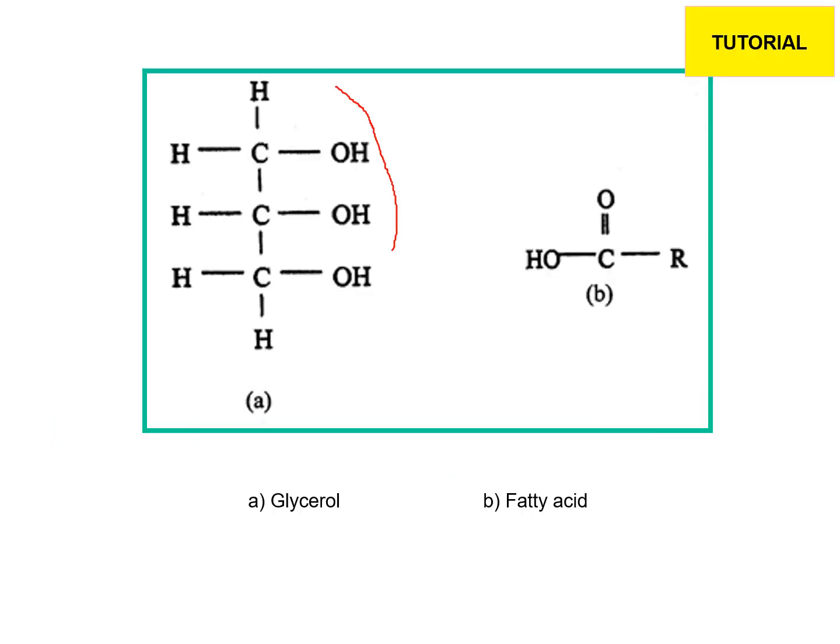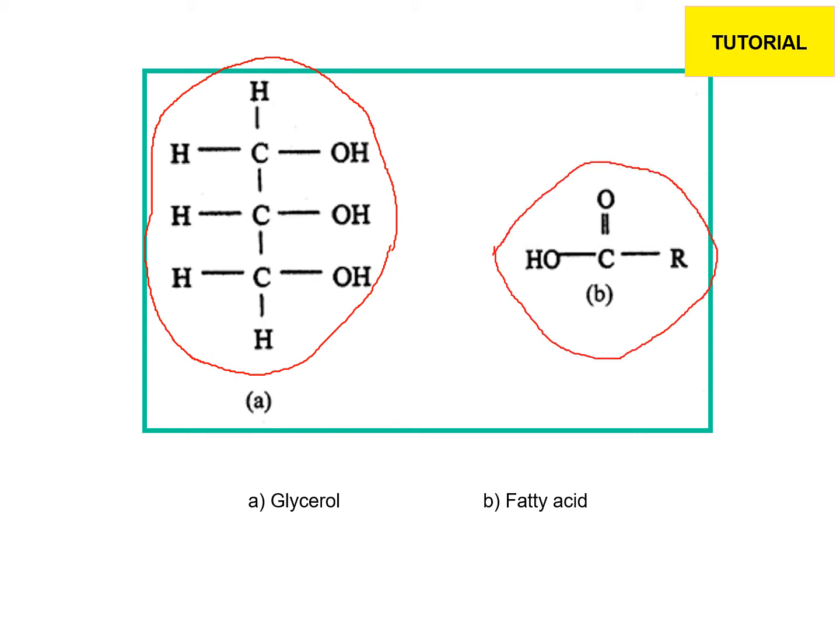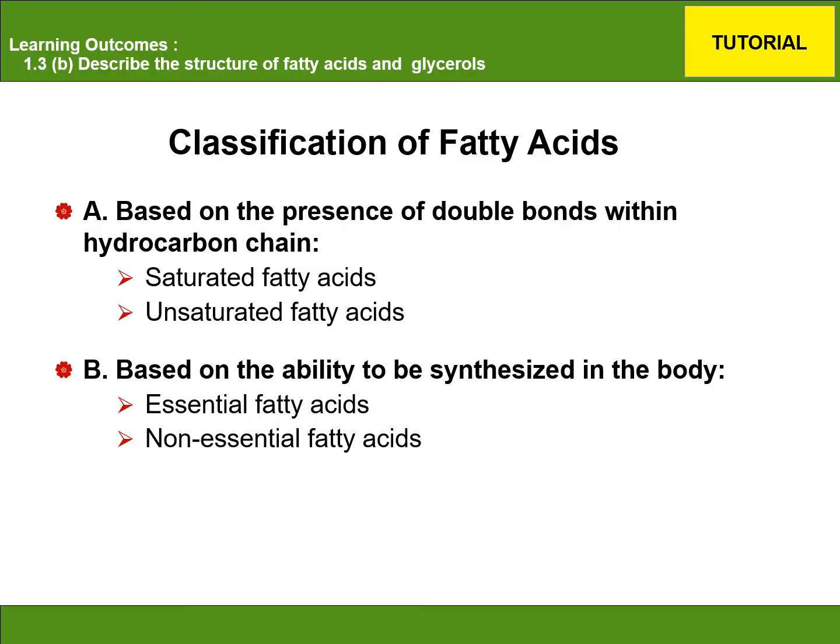This is the structure of one molecule of glycerol, and this is the structure of one molecule of fatty acid. R here represents the hydrocarbon chain. Classification of fatty acids is based on two criteria. Number one, based on the presence of double bonds within the hydrocarbon chain, it can be divided into two, saturated fatty acids and unsaturated fatty acids.